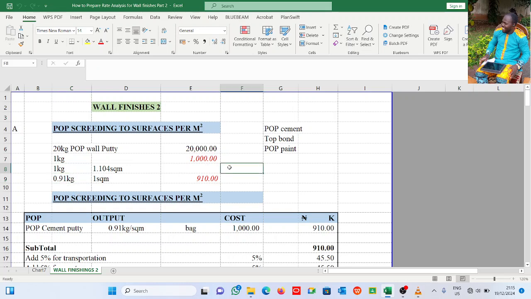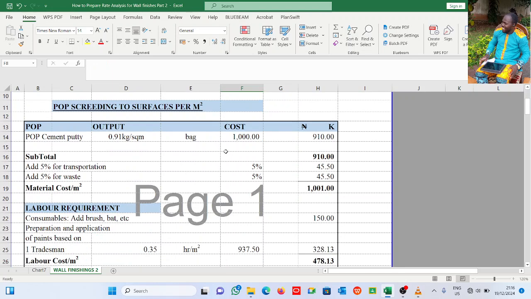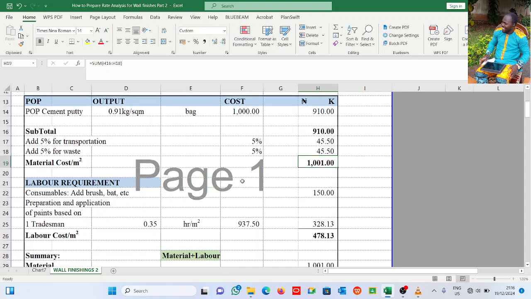This is what I did there. This is 1 divided by 1.104, so that gives us 0.91. That's how we got this 0.91 here. So this is basically what is represented here, 0.91, 1,000 naira per kg. If I multiply, I have 910. Transportation and waste 55% each. That's this, that. So if I add, it gives me 1001.